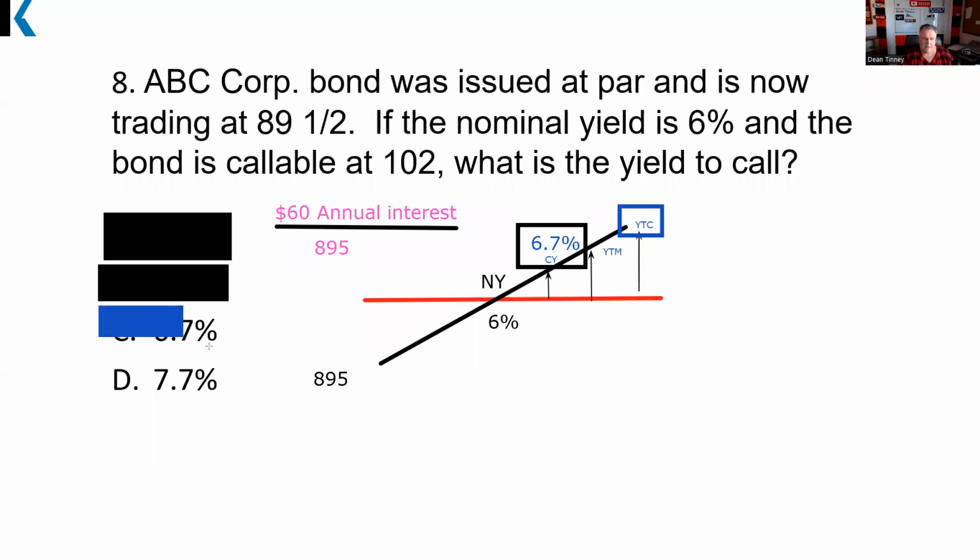But now that we've eliminated, now we know it's choice D. By the way, you're not going to have to calculate that, but if it was the yield to maturity, it would be something between 6.7 and 7.7. So the answer to this question is 7.7. Again, what I'm illustrating here is that you don't have to be able to do yield to call or yield to maturity. What you need to be able to do is know the relationship.